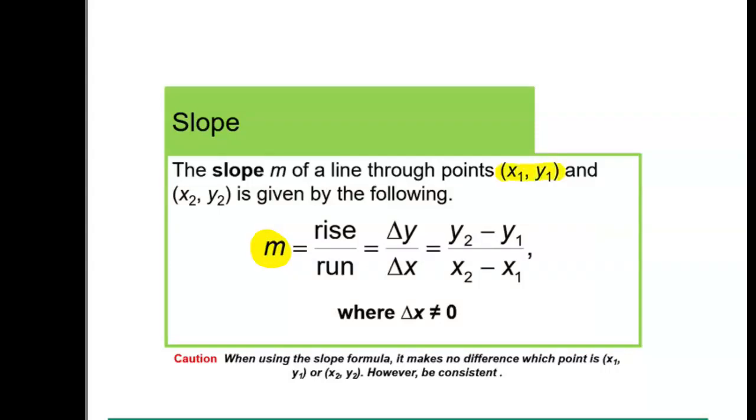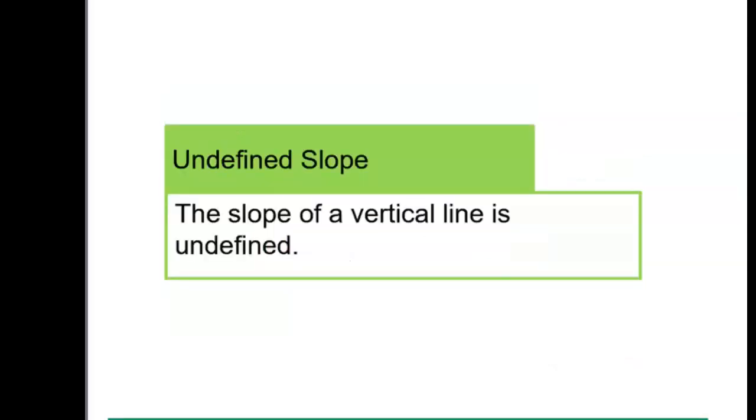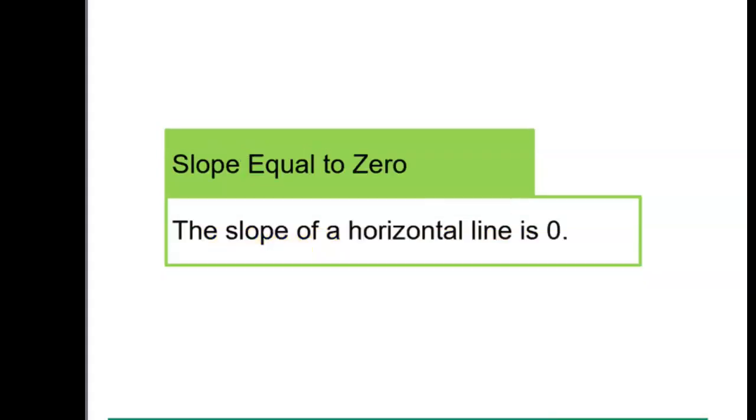If we have 2 points, x1, y1, and x2, y2, we find the slope by just taking the difference in the y's all over the difference in the x's. Okay, the slope of a vertical line is undefined. Okay, that's due to a 0 in the denominator. We'll learn in a moment that the slope of a horizontal line is 0.